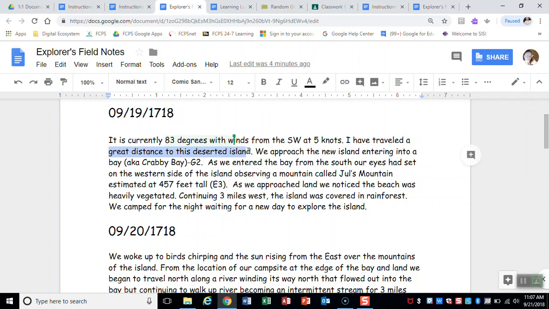Now, when we keep reading, it says, we approach the new island entering into a bay, also known as Crabby Bay, at G2. They're approaching in a sailboat. This is an island, so you can assume that they're in the water and they're entering into a bay. Let's take a look at what a bay is.